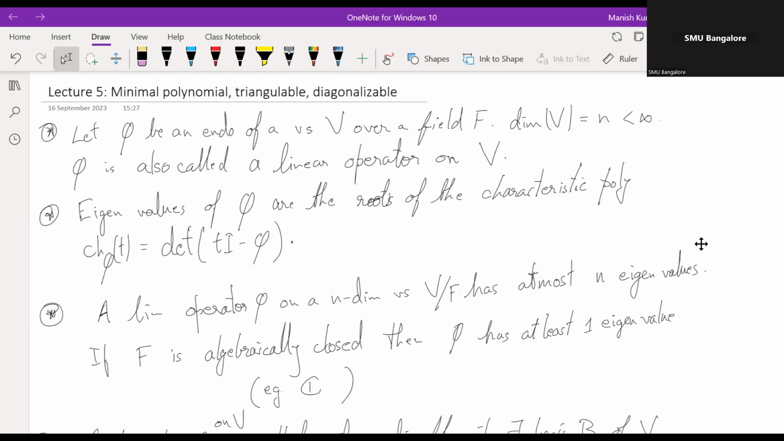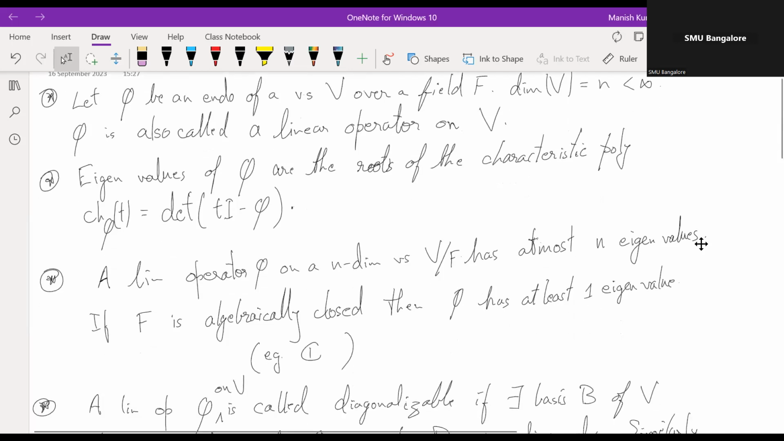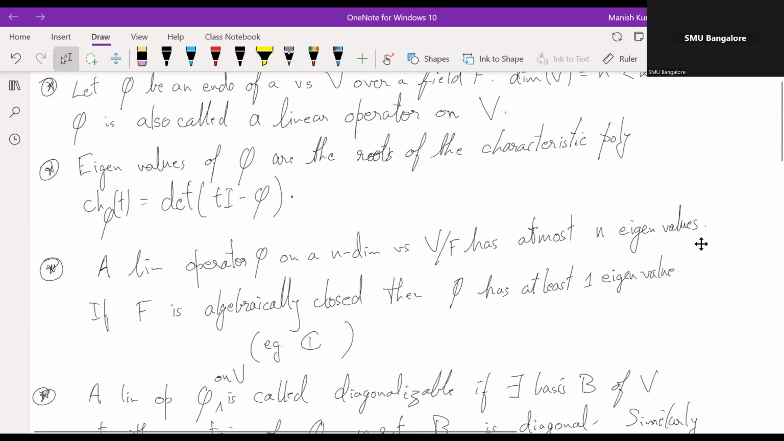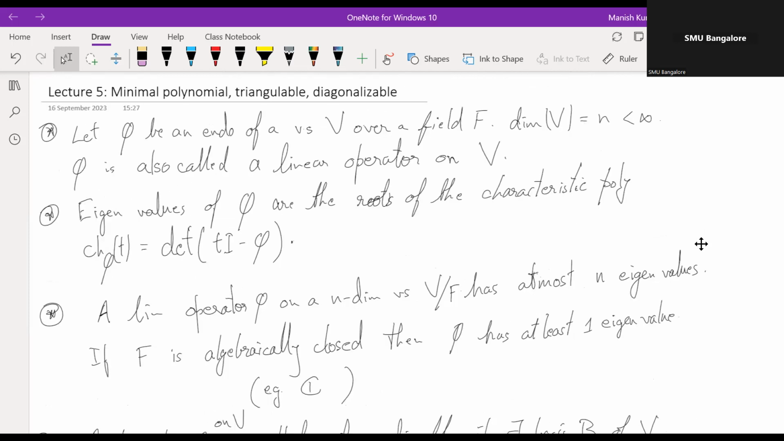Sometimes you can also decide, just by looking at the characteristic polynomial, whether the matrix is diagonalizable. It doesn't decide completely, but sometimes it can tell you. The minimal polynomial together with the characteristic polynomial more or less determines whether the linear map is diagonalizable or not, or at least it gives you a better understanding.